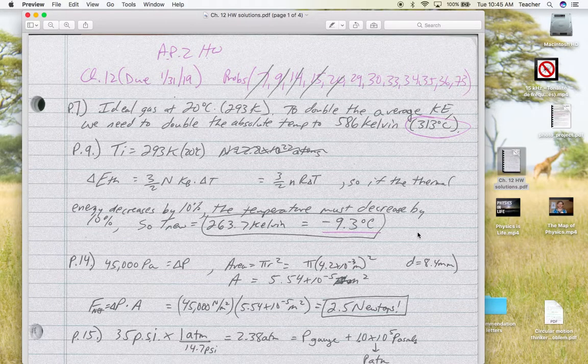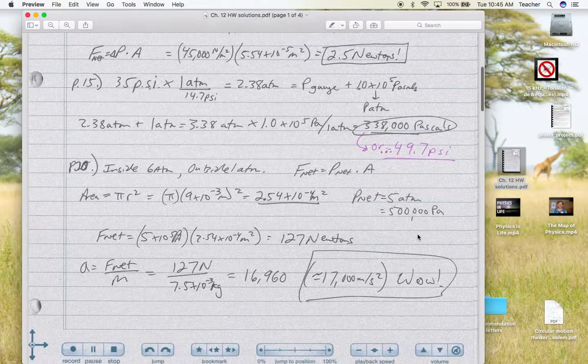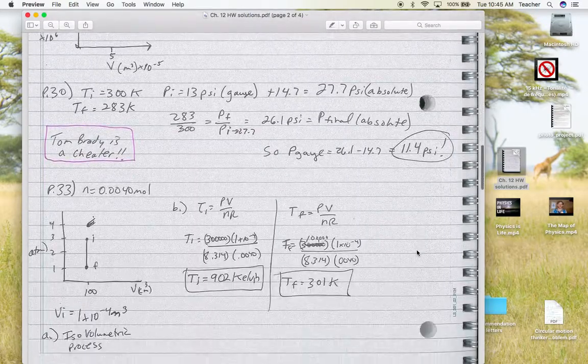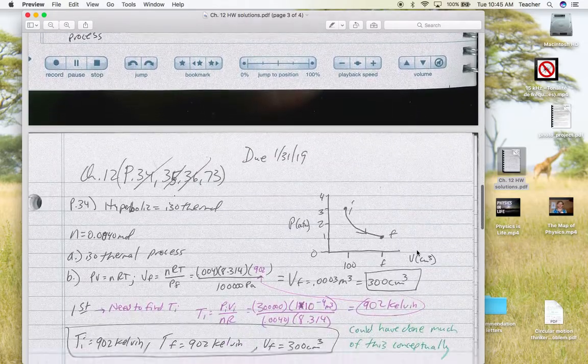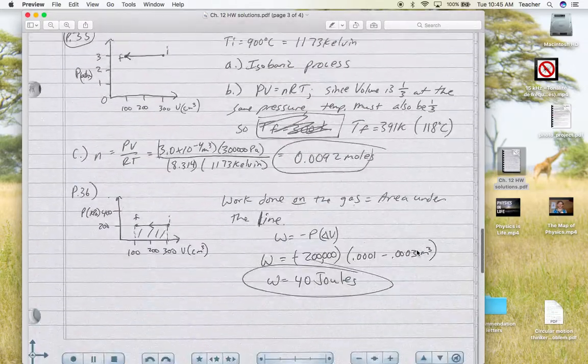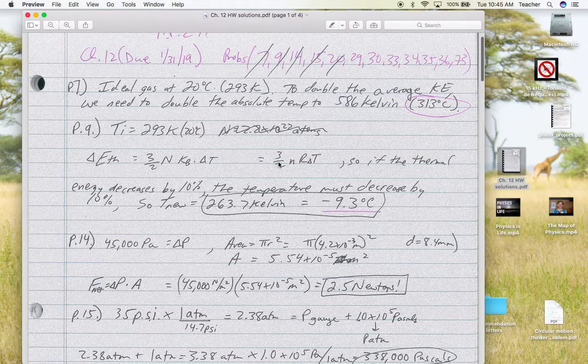So, again, these are solutions for Chapter 12 homework, which deal with thermodynamics and thermodynamic processes. We went through a number of these in class. We did not go through number 7.